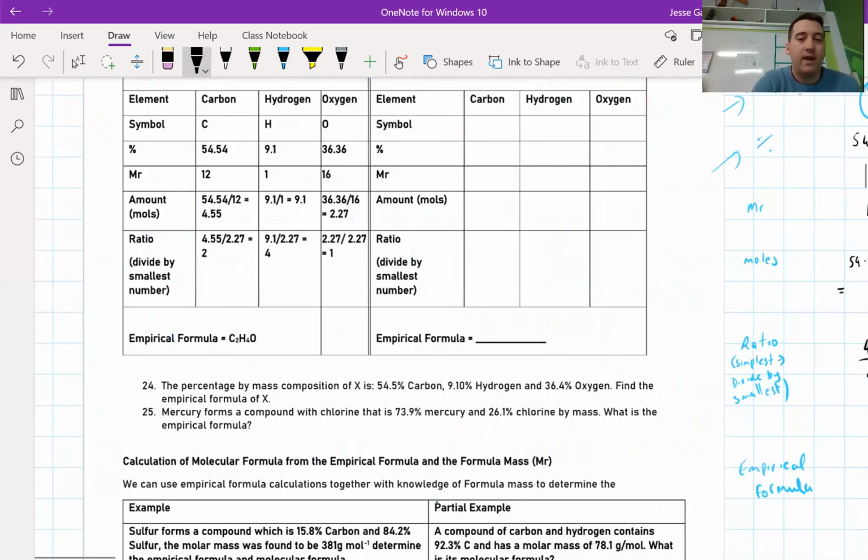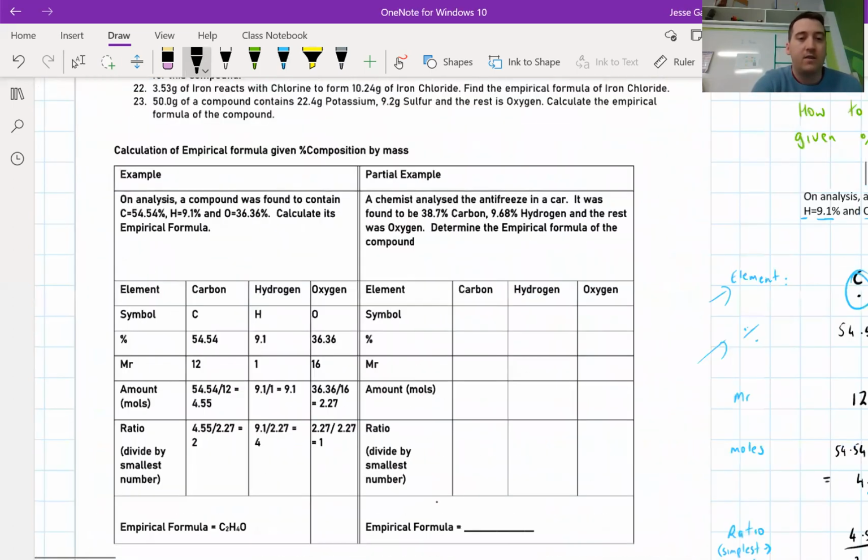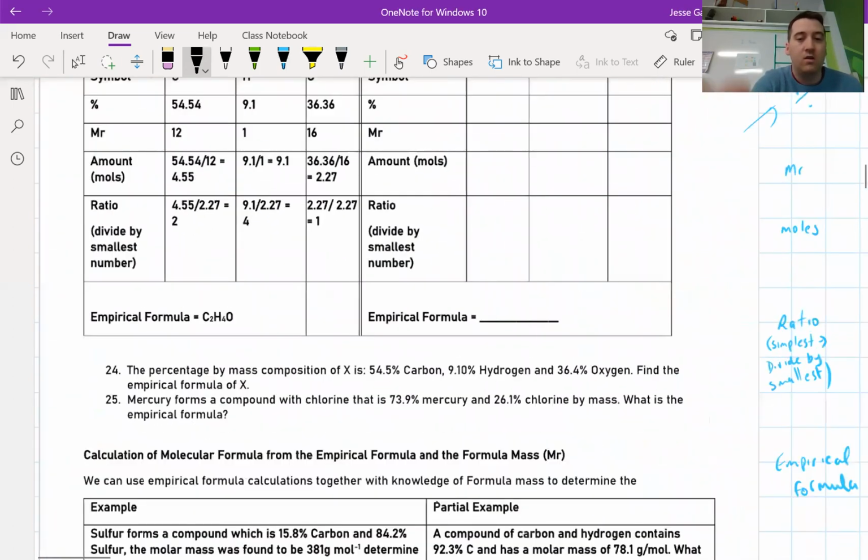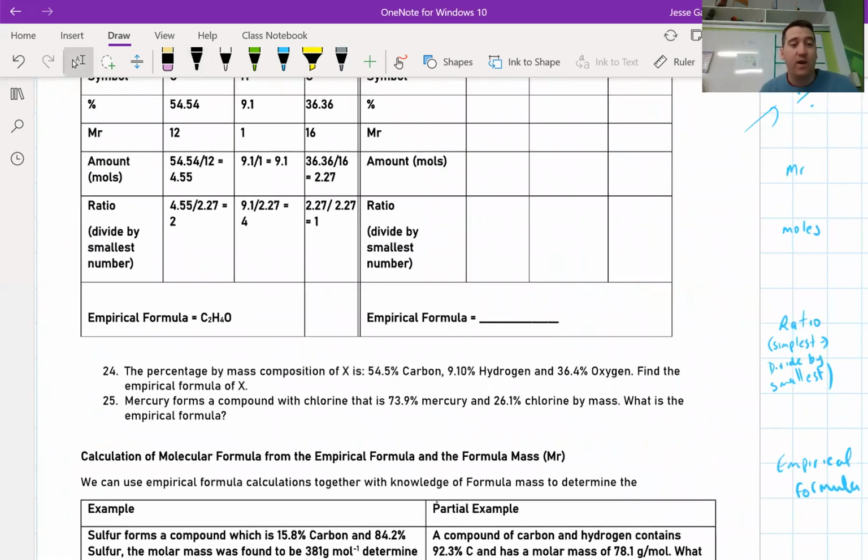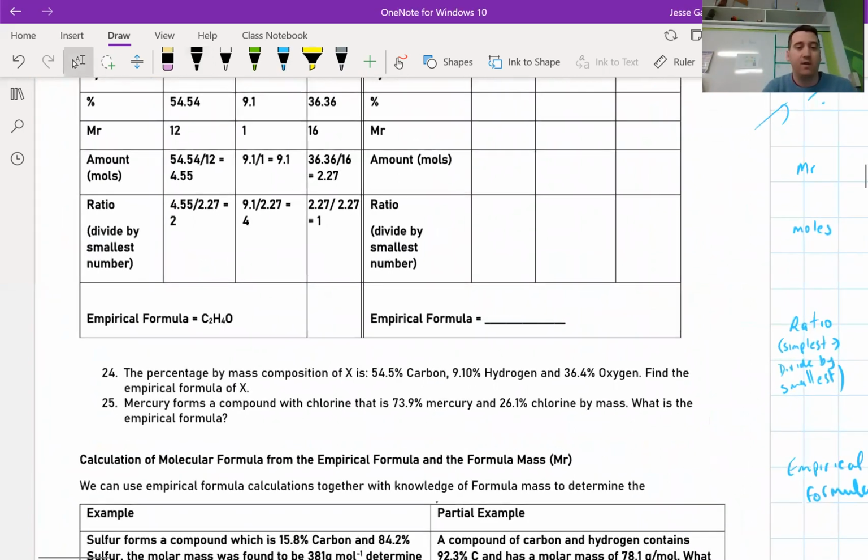All right, so what you're going to do is take what you've learned there and apply it to questions 24 and 25. That's what you're going to be doing here. 24 and 25 should be pretty straightforward.